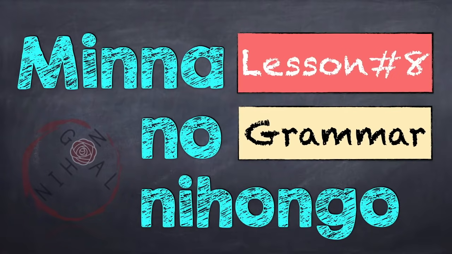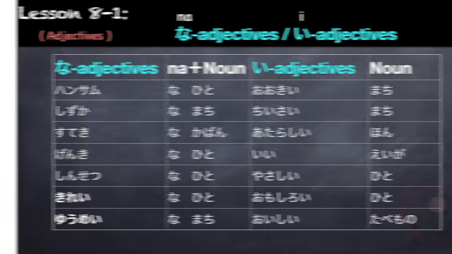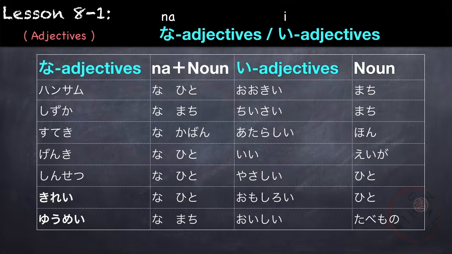それでは始めましょう。Here are the grammar points that we would learn in this lesson. The first one is the Japanese adjectives. You can use adjectives as a predicate in a sentence or to modify or describe a noun. Adjectives are categorized into two types, the na-adjectives and the i-adjectives.